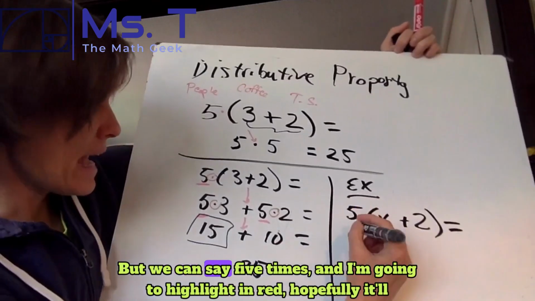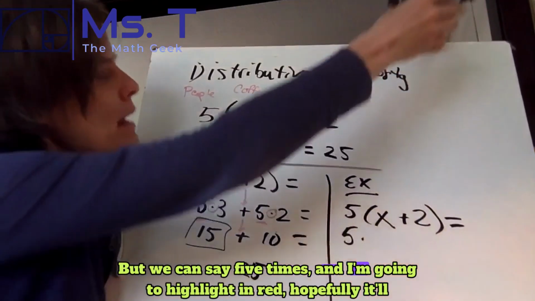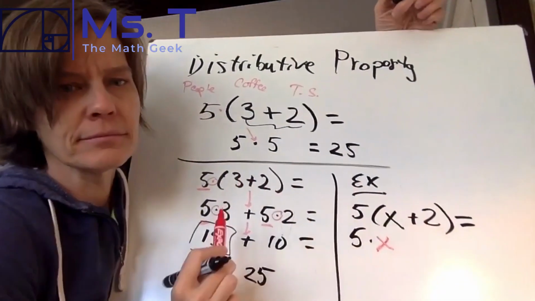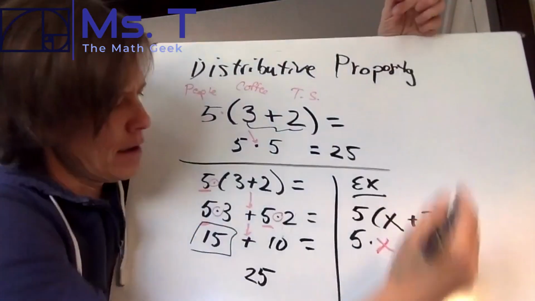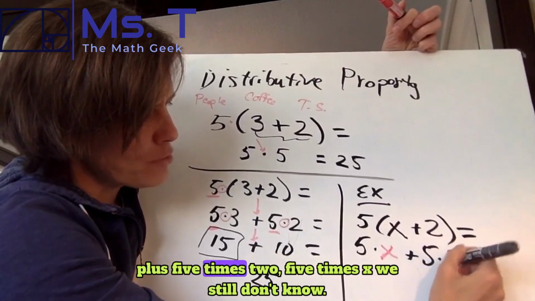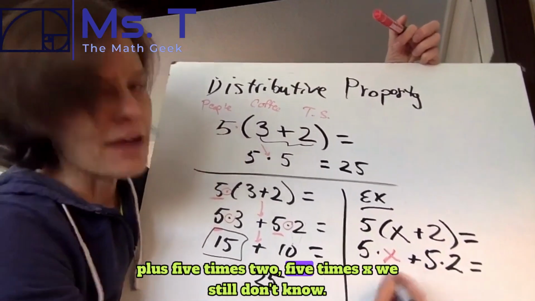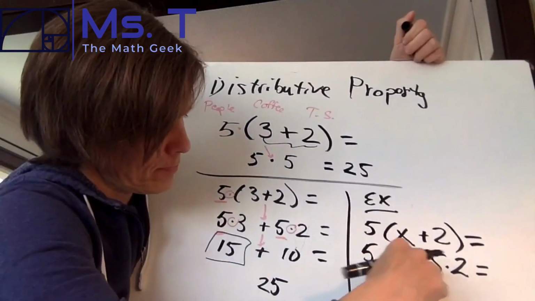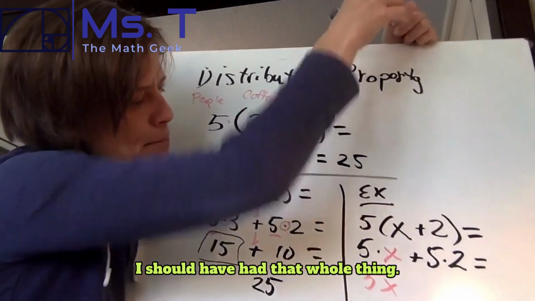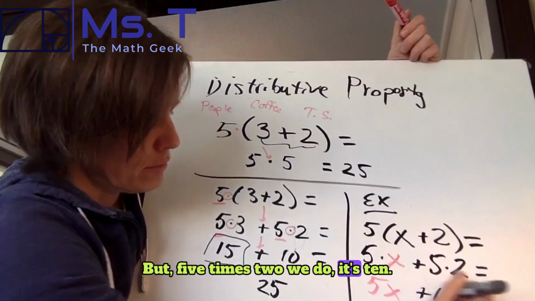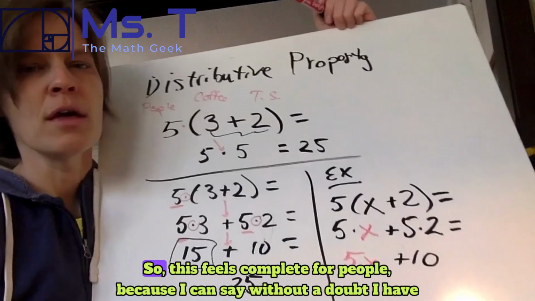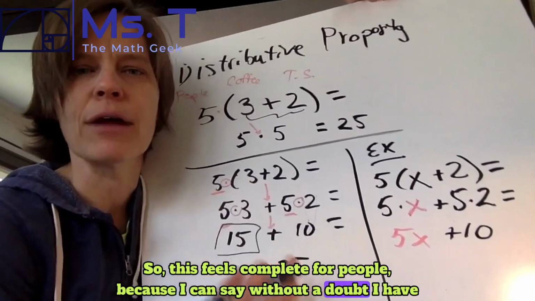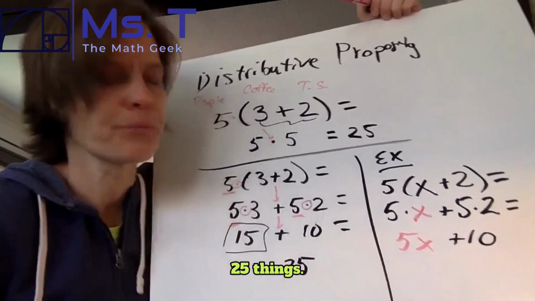But we can say 5 times, and I'm going to highlight in red, hopefully it'll work, X plus 5 times 2. 5 times X we still don't know. I should have had that whole thing. But 5 times 2 we do. It's 10. So this feels complete for people because I can say without a doubt I have 25 things.